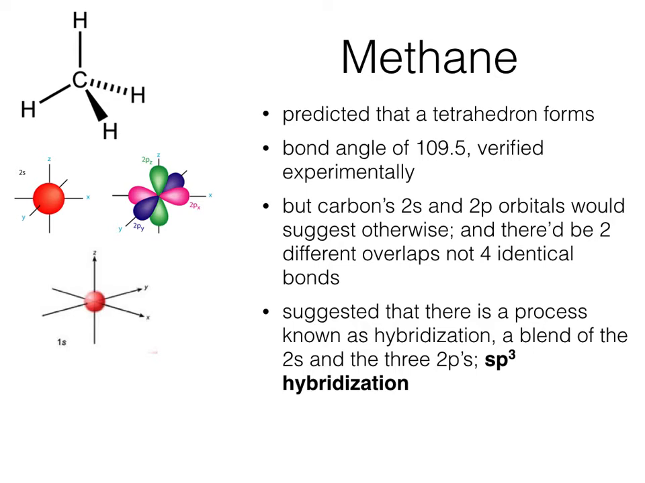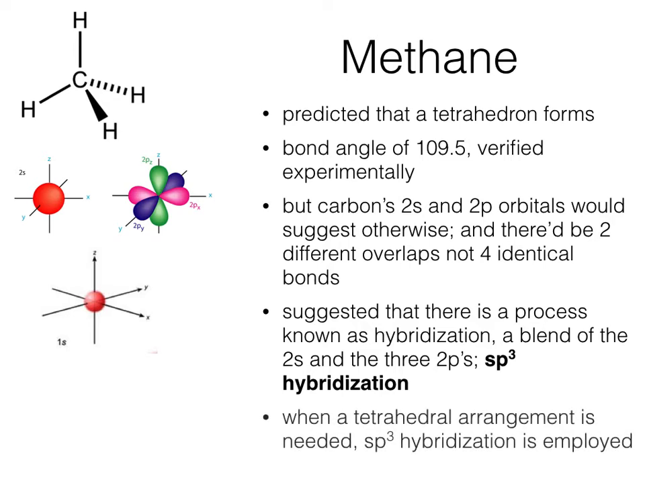That would suggest that we've got to come up with a process that will allow for the proper prediction, and that process is hybridization. What takes place is the 2s and the 2p suborbitals of the carbon atom are going to be blended mathematically, and they will yield four sp3 orbitals. This is called sp3 hybridization. So anytime we need four equivalent orbitals arranged in a tetrahedral configuration, we would employ sp3 hybridization.